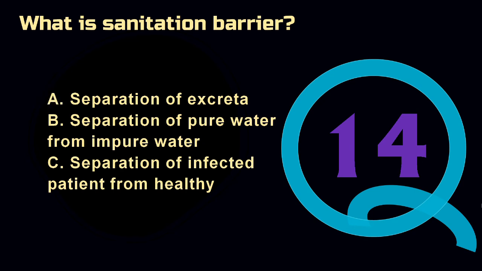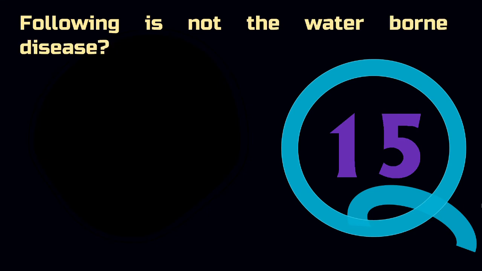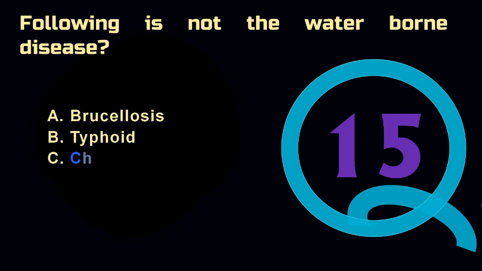The next question is, which of the following is not a waterborne disease? Option A, brucellosis. Option B, typhoid. Option C, cholera. Option D, hepatitis A. Brucellosis is a bacterial infection that spreads from animals to people. So, the answer to this question is option A, brucellosis is not a waterborne disease.